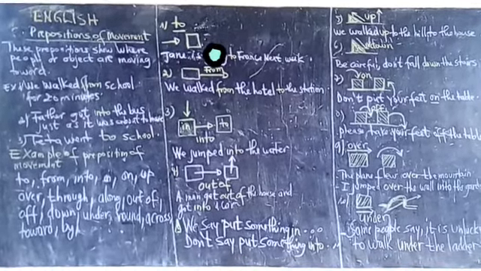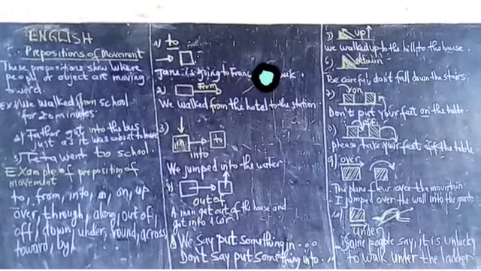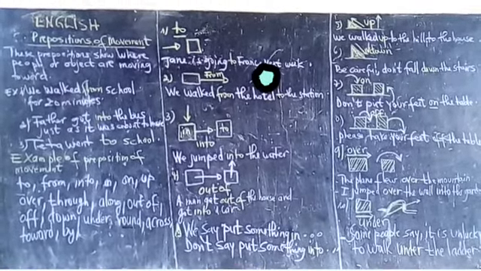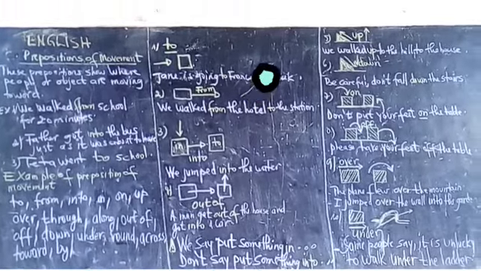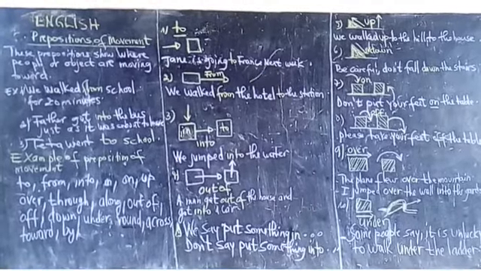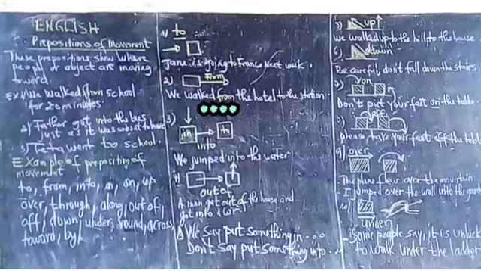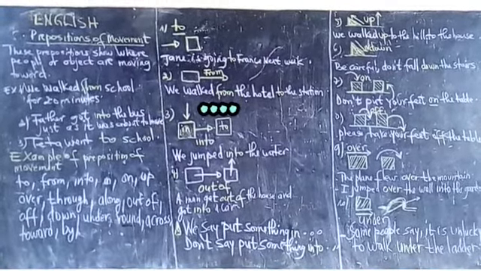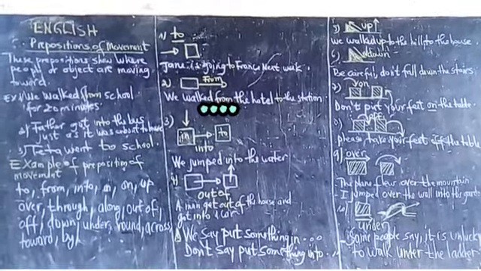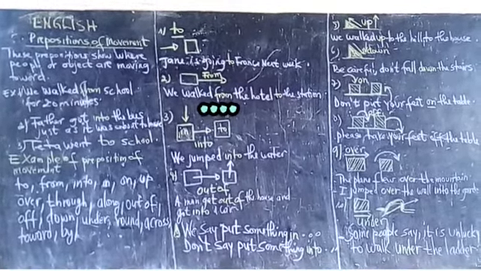Number 2, from. As you can see the box there, I show you an arrow which is coming from that box, which means an area or a particular place where you come from. Now here we can say, we walked from the hotel to the station. Let me read again. We walked from the hotel to the station. You can see that from is used there. By looking at these examples, you can make your own.